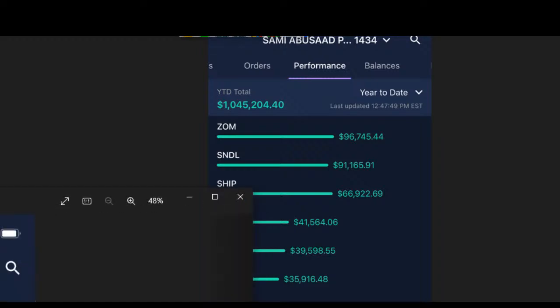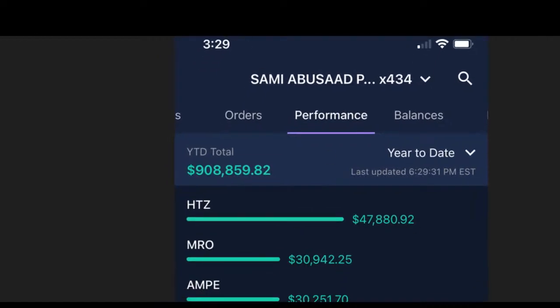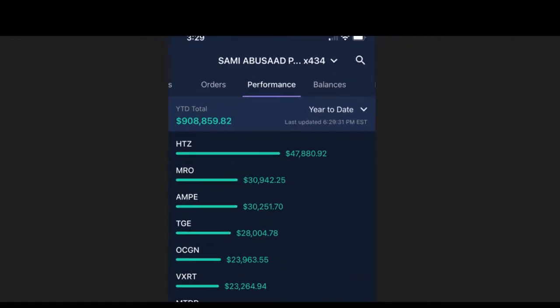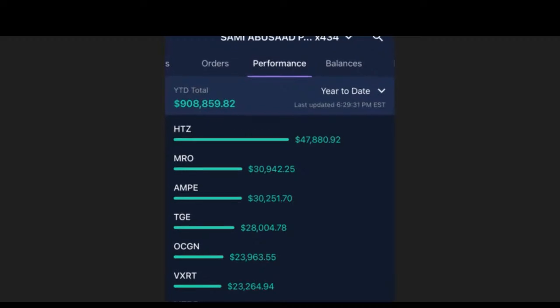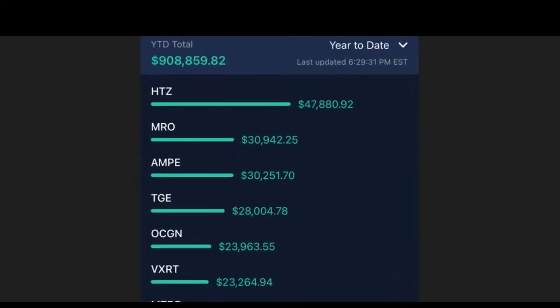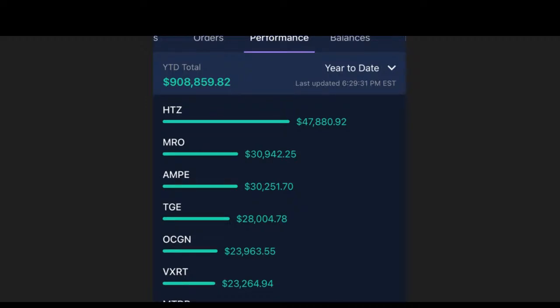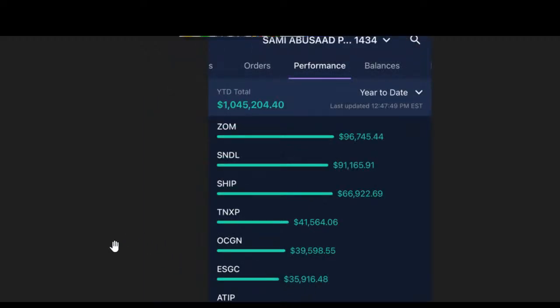That's 2021. That's 2020. But that's only 9 months of the year, because I opened the account in March of 2020. That's 900K. I don't know if you can see it. Most of the names, if you look them up, were low priced, high volume stocks. So, scalp them. Why not?